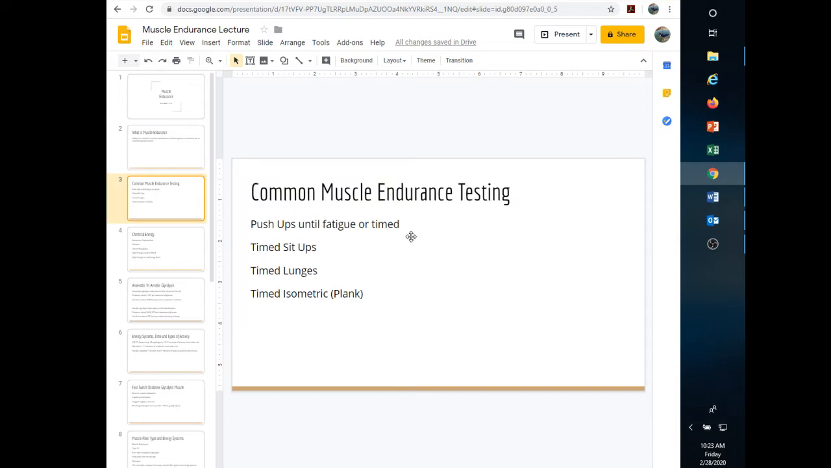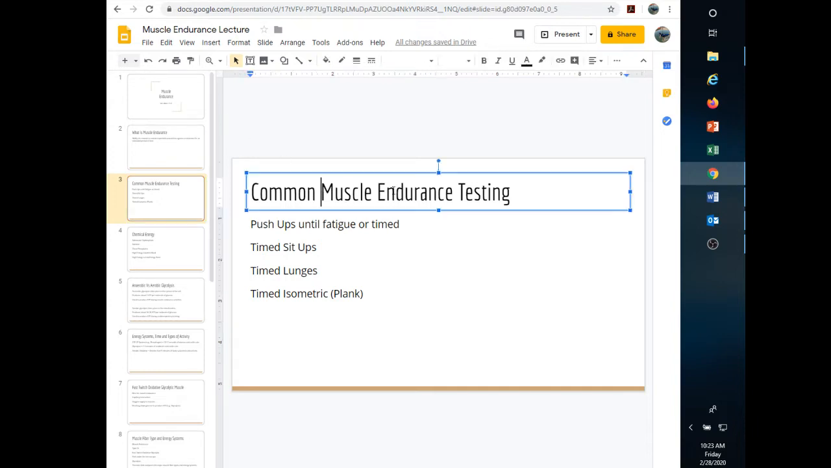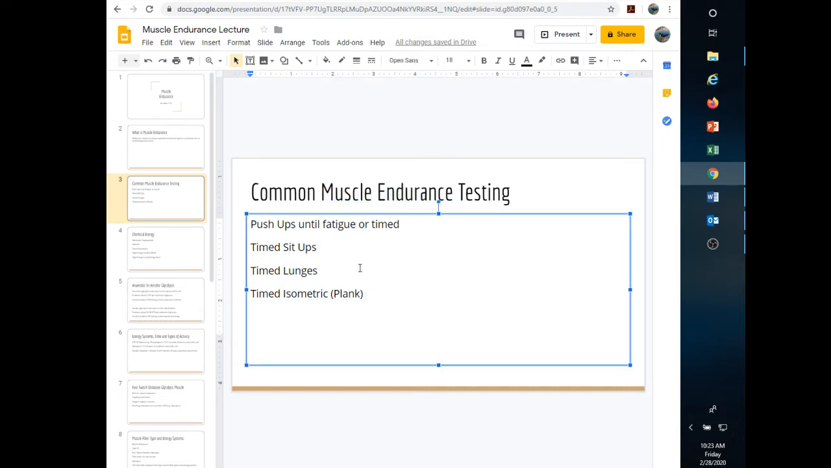So common muscle endurance testing includes push-ups to fatigue, timed sit-ups, timed lunges, and isometric positions like the plank where you're holding them. All of those would be common muscle endurance testing that you might see in any fitness regimen. So before you start working out or develop a program, when you're testing your muscle endurance, it's going to be activities like push-ups, sit-ups, lunges, or if it's isometric, a plank where you're holding a static position.